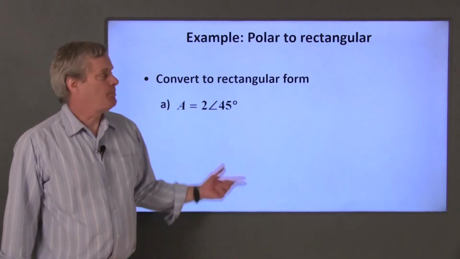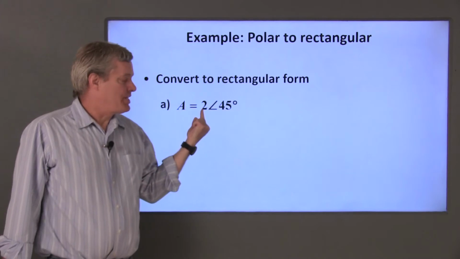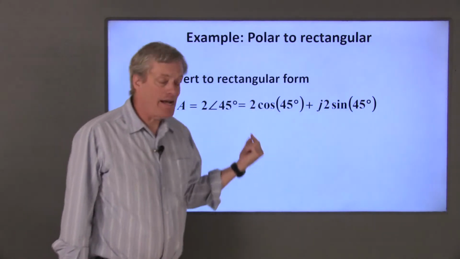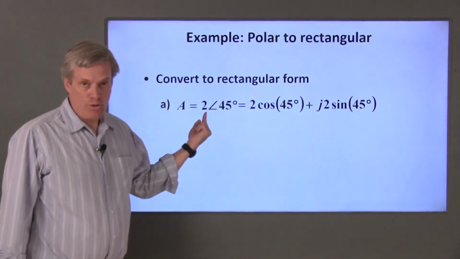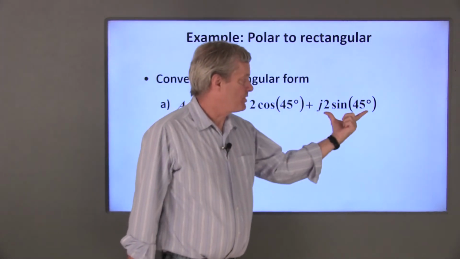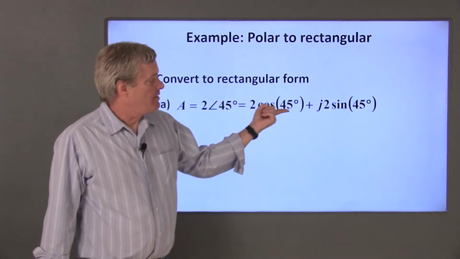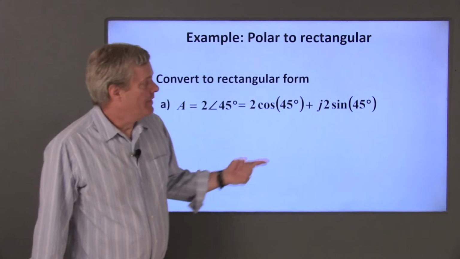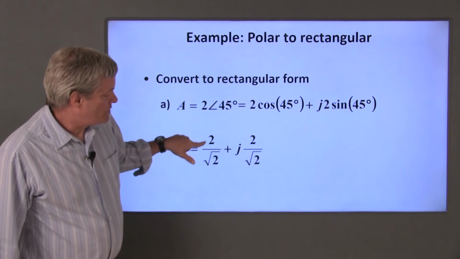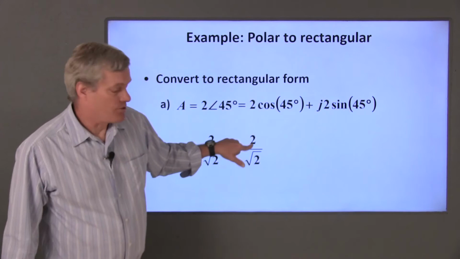Now let's do a couple of examples of conversion from polar to rectangular form. If I have a number, a, which has a magnitude of 2 at an angle of 45 degrees from the real axis, to convert to rectangular form, the real part is 2, the magnitude, times the cosine of 45 degrees, and the imaginary part, which multiplies j, is 2 times the sine of 45 degrees. The cosine of 45 degrees is 1 over the square root of 2. The sine of 45 degrees is also 1 over root 2. So my number becomes 2 over root 2 as the real part, plus j times the imaginary part, which is also 2 over root 2.